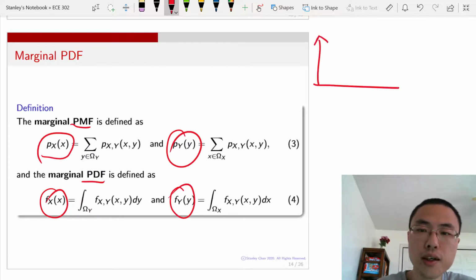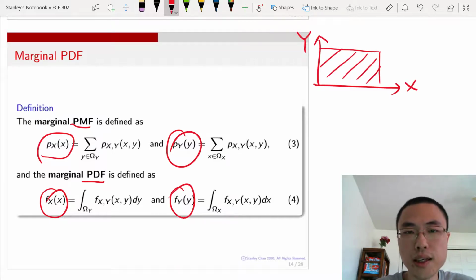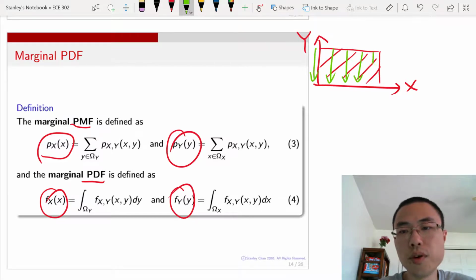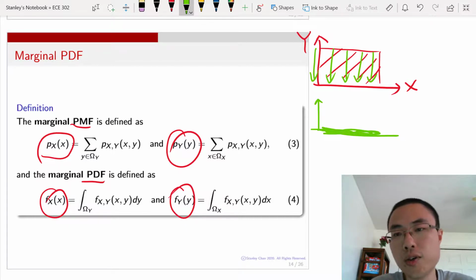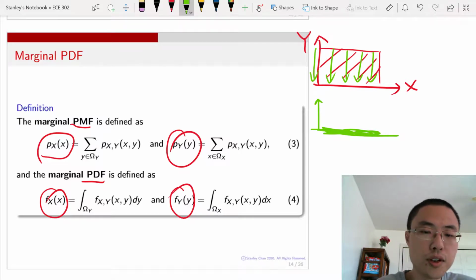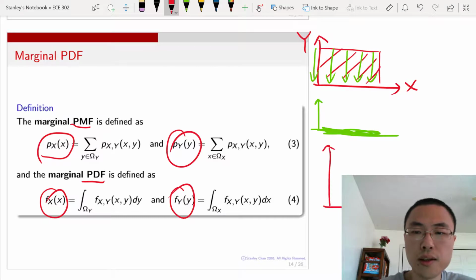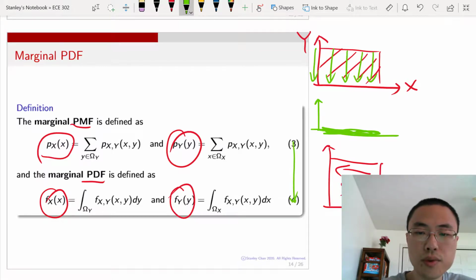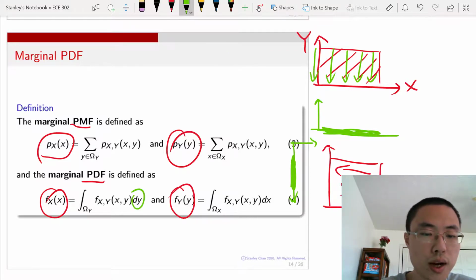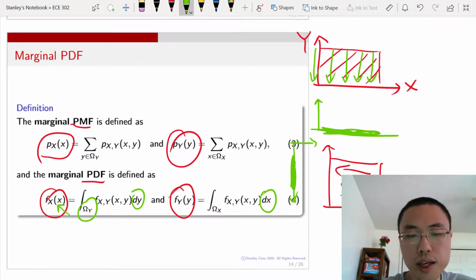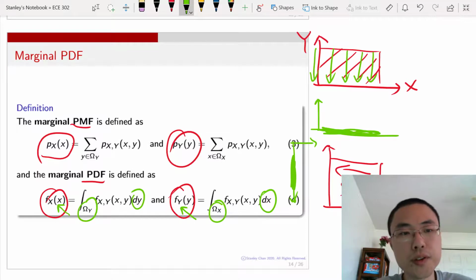So if you have a two-dimensional function, where this is x and this is y, and you integrate over all the possible y's, then you'll be able to get down to one line of numbers. That will be your x. Vice versa, if you integrate over all the x, you'll be able to get to a PDF of the y. So that is just the integration. If you integrate the y, you get fx. If you integrate over the dx, you get the y. That's called the marginal PDF or PMF.